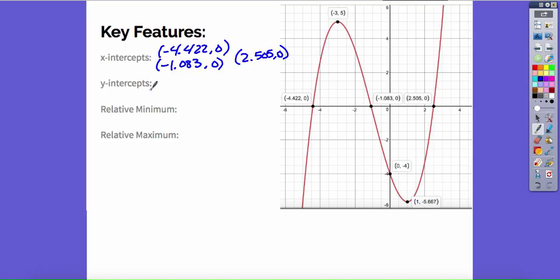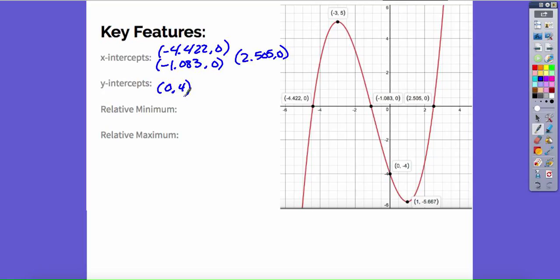Well, if x-intercepts were where it crosses the x-axis, then y-intercepts, stands to reason, would be where this thing crosses the y-axis. And this time I only have one of them, and it happens at the point 0 comma 4. So for my y-intercepts, there's just one of them, and it's the point 0 comma 4.